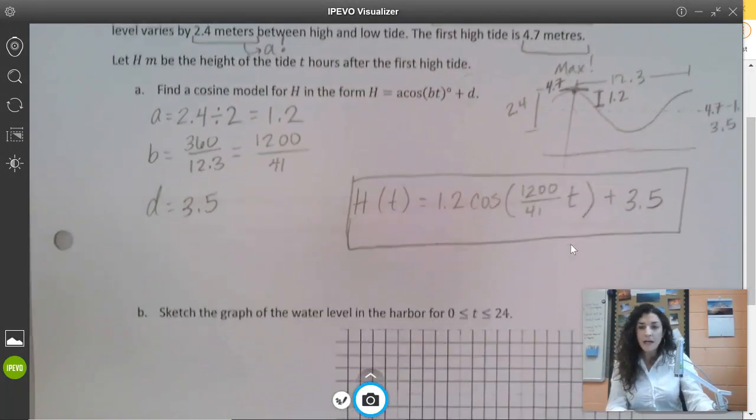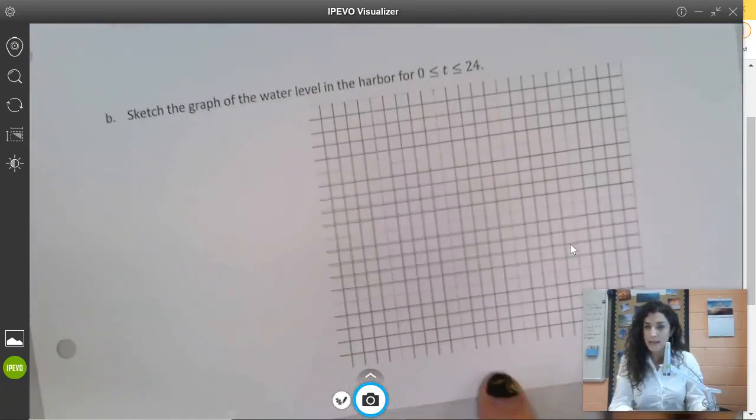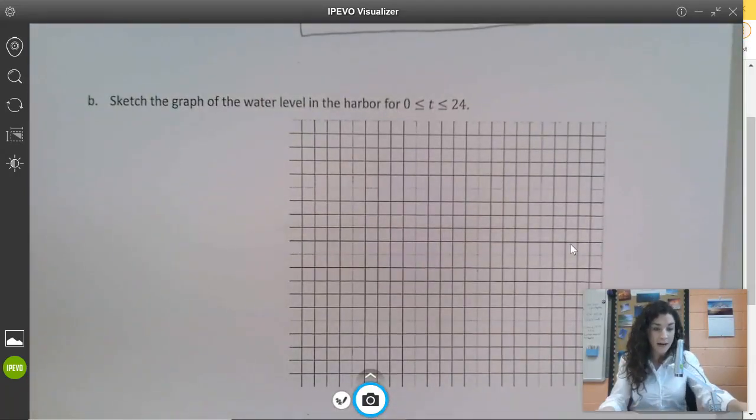Okay, so now we've created the model and now we just need to sketch the graph. It tells us the domain that we want to sketch this graph in. So first things first, I would graph this equation on your graphing calculator.